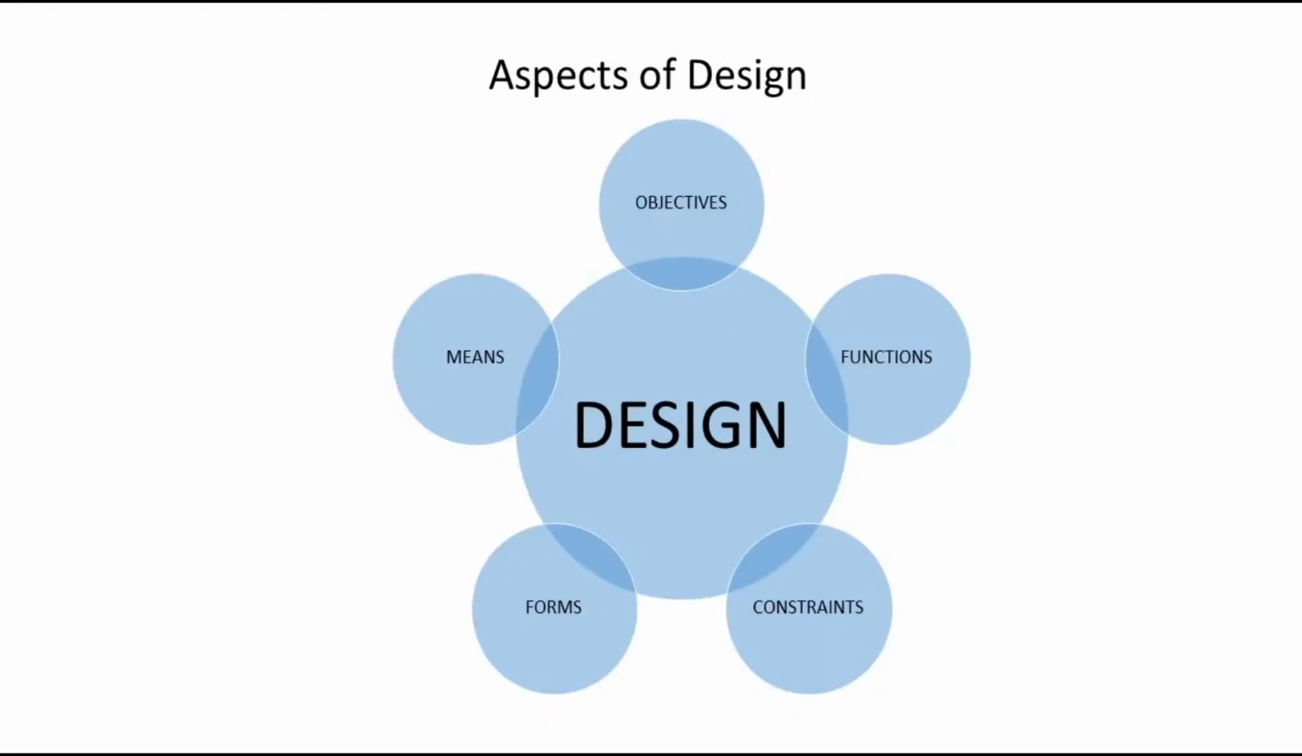So in the last lecture we defined design as the solution to existing problems. The process of solving problems is called design. And there are mainly 5 aspects of design. The first is design objectives, the second is design functions, then design constraints, design forms, and design means. So we can discuss them one by one.